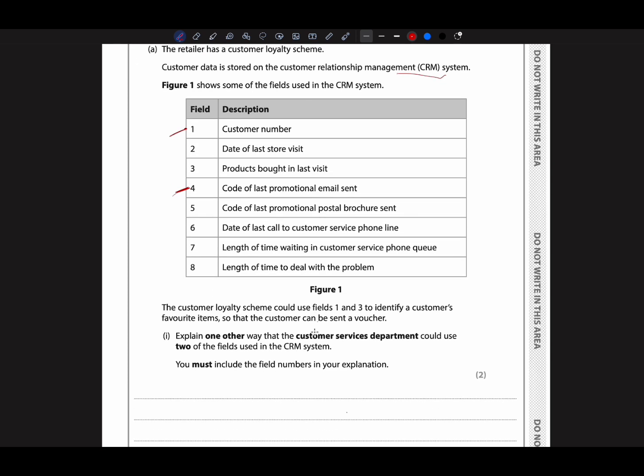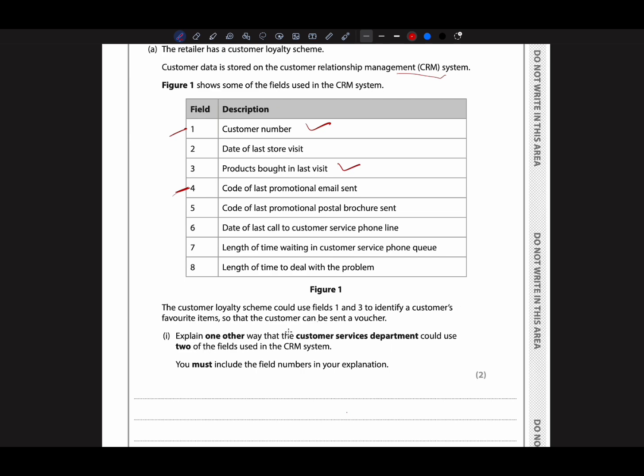Okay, after that they're saying that the customer loyalty scheme could use fields 1 and 3 to identify a customer's favorite item. That means 1 is the customer number, 3 is the products bought in the last visit. So based on these two data, they can identify their favorite item, so that the customer can be sent a voucher, or maybe when a promotion is happening on that certain product, they send an email to that particular customer who used to buy it.